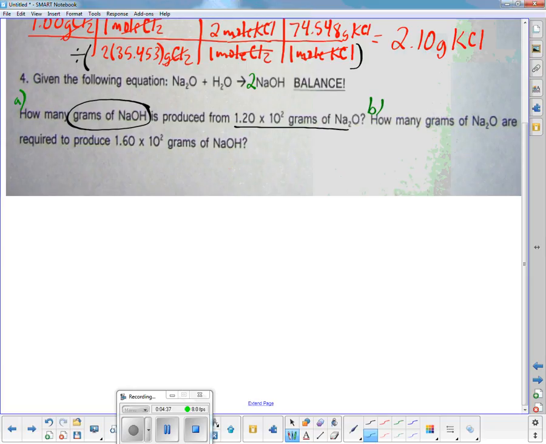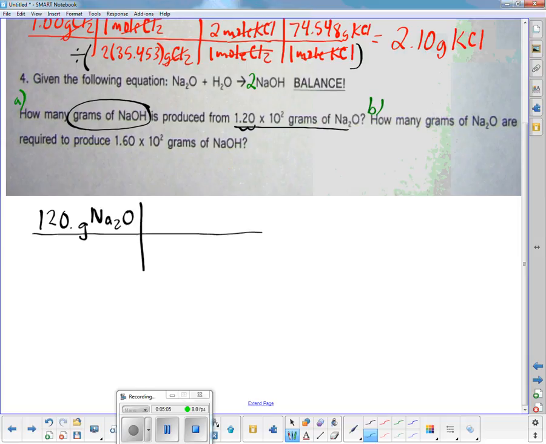Since I know that 10 to the second just basically means move the decimal 2, right? This is basically saying 120. But they wanted me to know that I had 3 significant figures. That's why it's in scientific notation. So I'm going to put a decimal there to remind me that I have 3 significant figures. And that is grams of Na2O. Okay, some kids get freaked out because of the scientific notation. It's not a big deal.